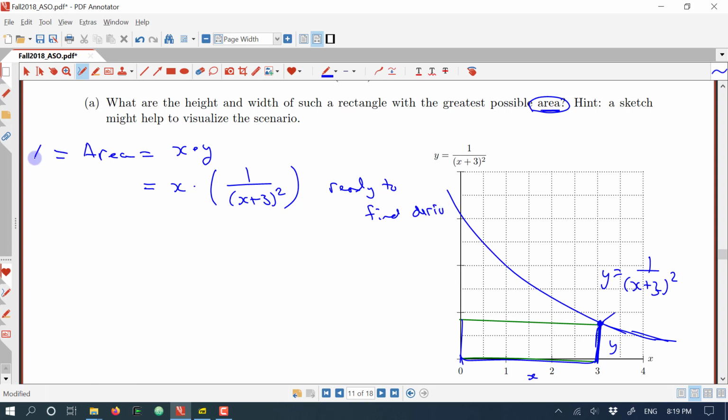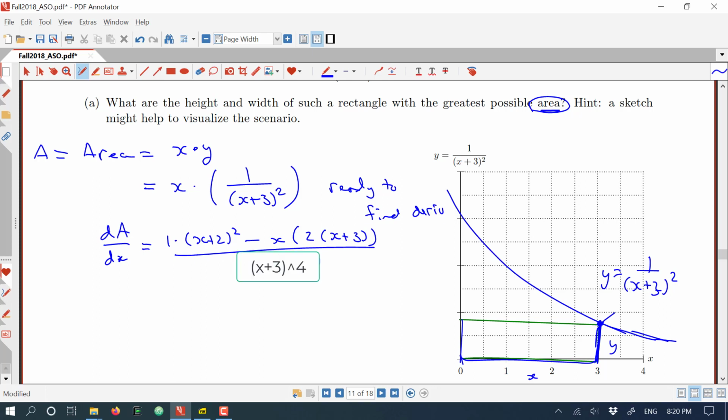So let's call this A. The way that the area changes as we move our x values is going to be the derivative of this. You can do it as a quotient rule or product rule. Let's do it as a quotient rule: the derivative of the numerator times the denominator, minus the numerator itself times the derivative of the denominator, all over the denominator squared. And we are going to set that equal to 0 to look for critical points.